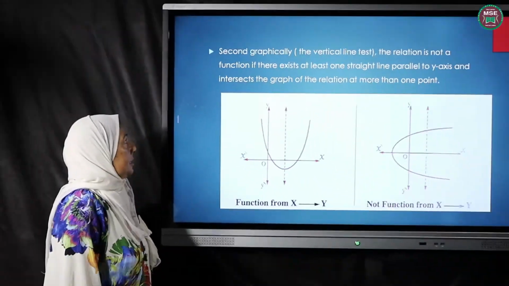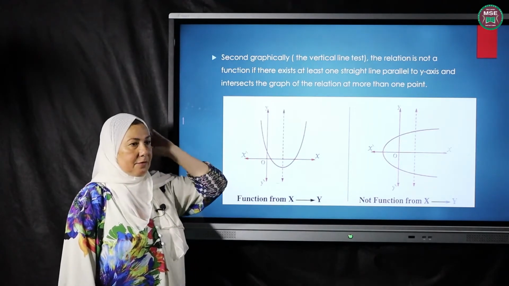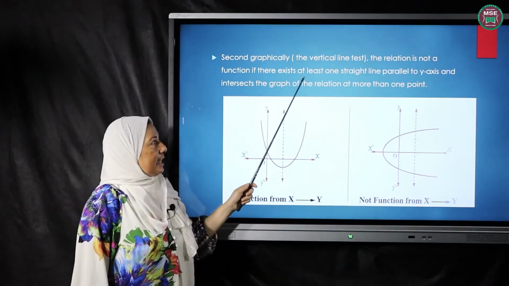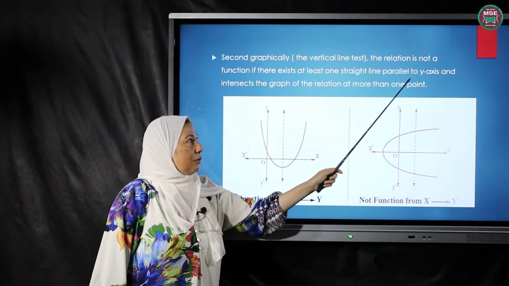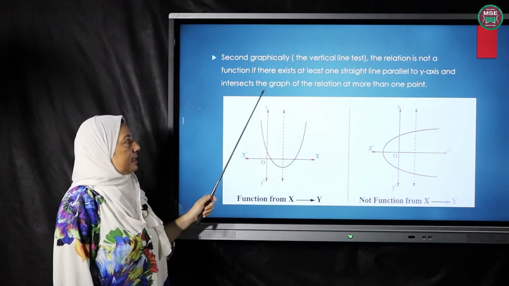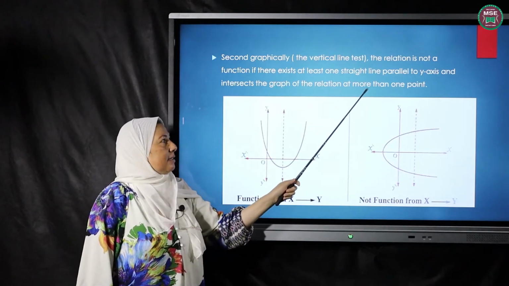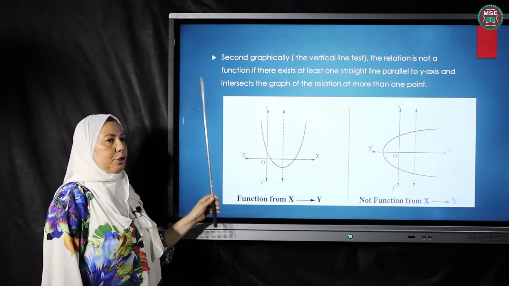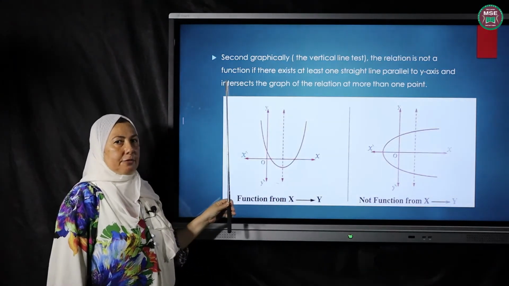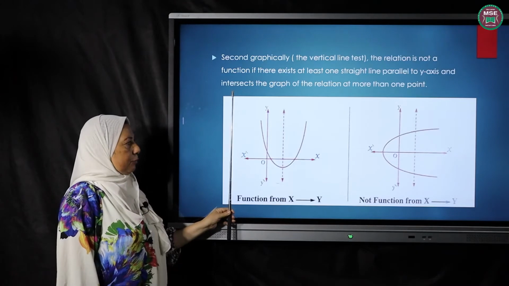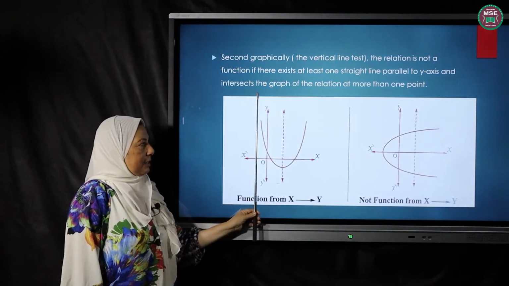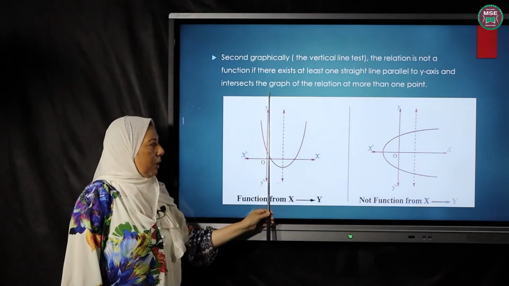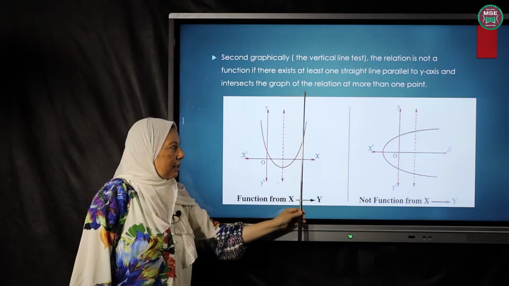Second, graphically, the vertical line test. The relation is not a function if there exists at least one straight line parallel to the y-axis that intersects the graph of the relation at more than one point. Move a vertical line from left to right on any graph. There exists only one point that intersects with the graph.